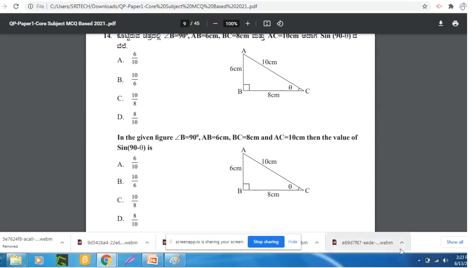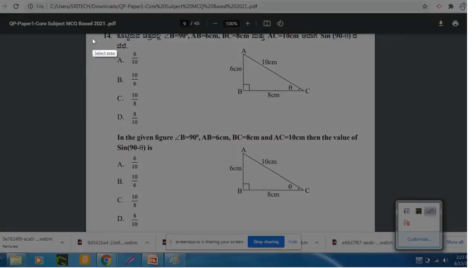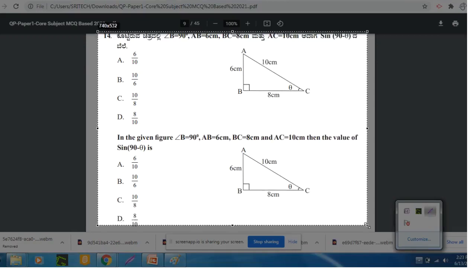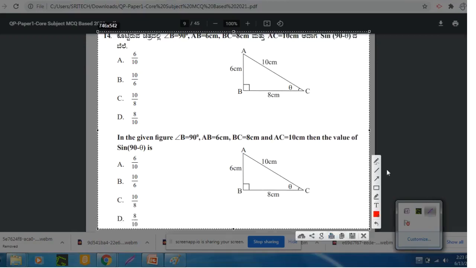14th question. In the given figure, angle B is 90 degrees and AB is given as 6, BC is given as 8 centimeters and AC is 10. Find the value of sine 90 minus theta. Clearly this is the complementary angle in sine. Complementary angle of sine is, yes, your guess is correct. It is a cos theta.